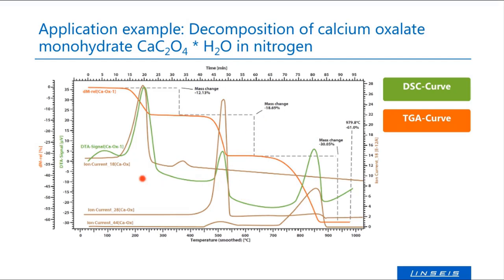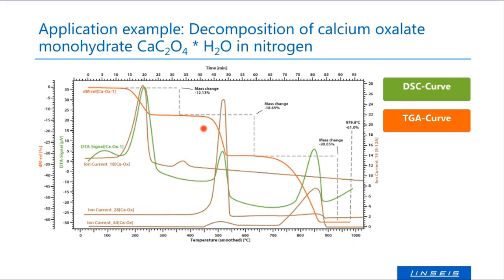In this graphics here, there are also some brown lines, and these brown lines come from a coupled mass spectrometer. This mass spectrometer was monitoring the water, so this is the ion current of water, the ion current of carbon monoxide, and the ion current of carbon dioxide. And it clearly shows you that the first mass loss, the water is showing a significant increase, so water is released here, a little bit water is lost there, but no water anymore. So that means this first mass loss is water.